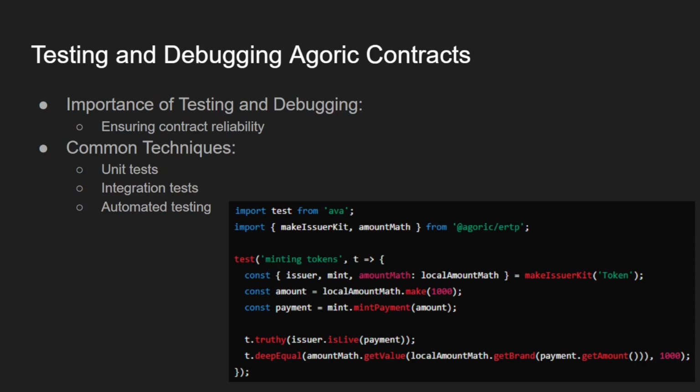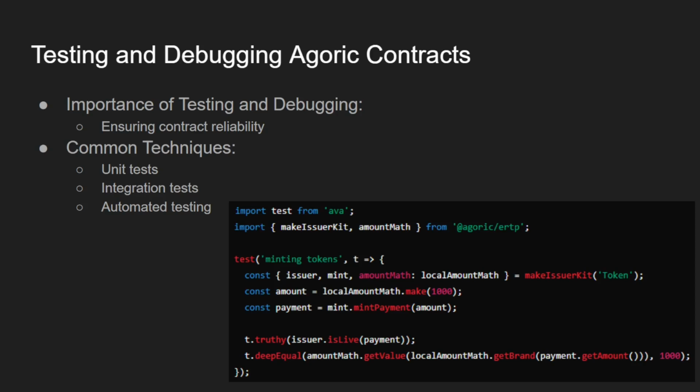Secondly, integration tests. These tests verify that different parts of your contract work together correctly. They are essential for identifying issues that may arise when components interact. And finally, automated testing. Automated tests run your tests automatically and continuously. They help catch regressions and ensure that new changes do not break existing functionality.